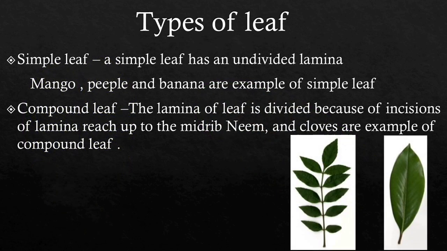Types of leaf. There are two types of leaf: simple leaf and compound leaf. A simple leaf has an undivided lamina. Mango, peepal and banana are examples of simple leaf. While in a compound leaf, the lamina of the leaf is divided because the incisions of the lamina reach up to the midrib. Neem and clove are examples of compound leaf.